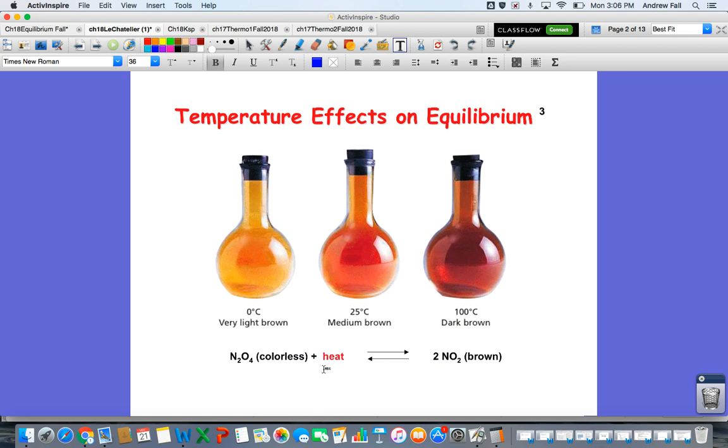So if you think of heat energy as being a reactant in this case, when you add heat, you're increasing the amount of reactants, so it's going to have to convert some of your reactants into products in order to counter that stress applied to it.